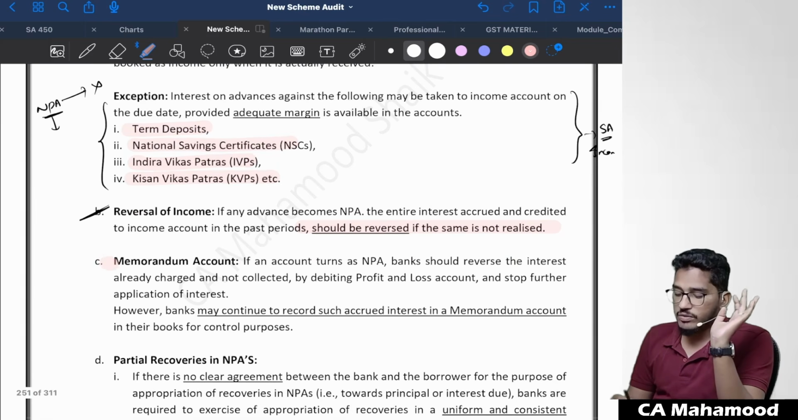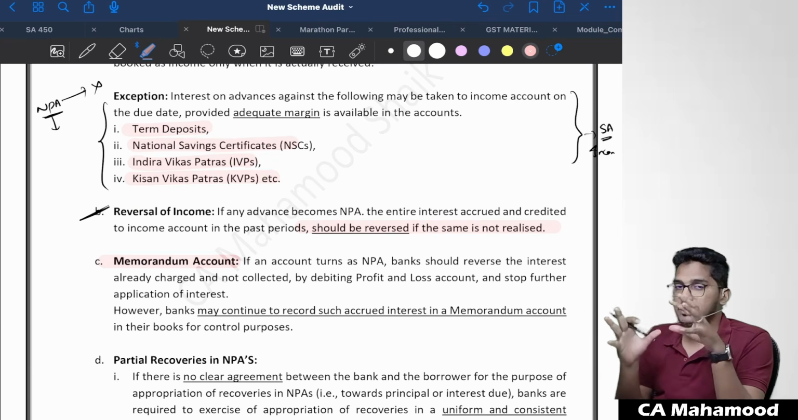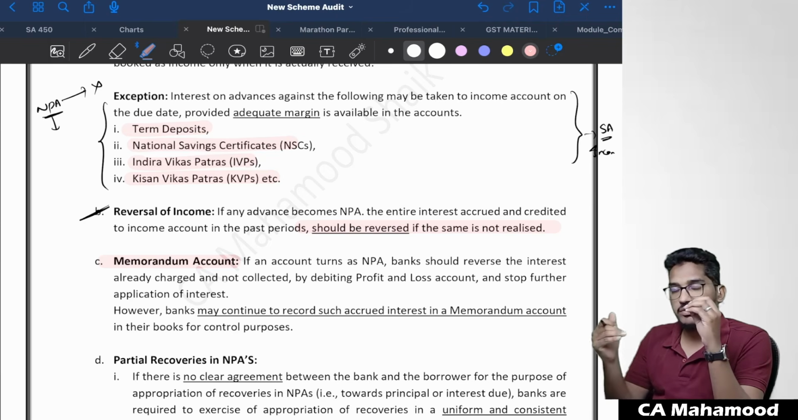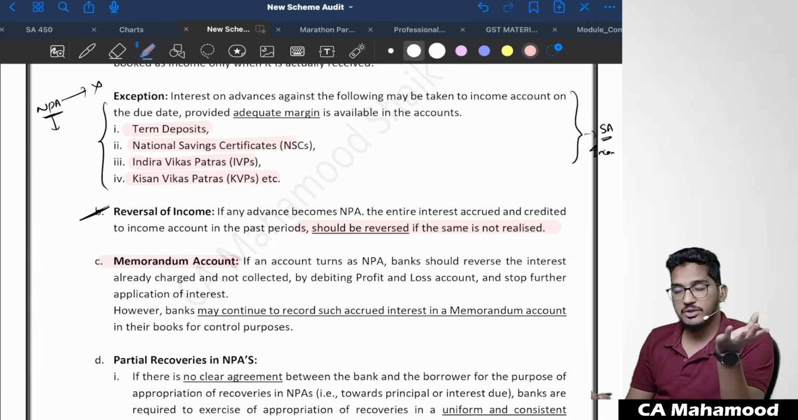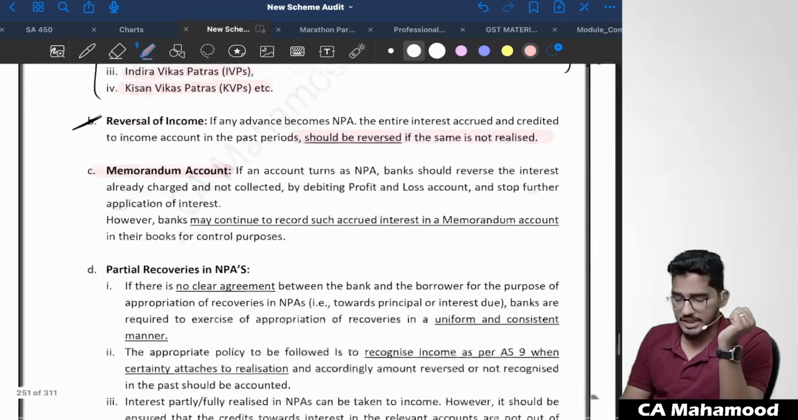Even though you will reverse all that income, for control purposes you will keep it in a separate memorandum account. Some control account you will open. In that, you will maintain the record of income reversed and income stopped being accrued. From the main books we will take it off, but we will maintain one memorandum account, and there we will maintain the details.